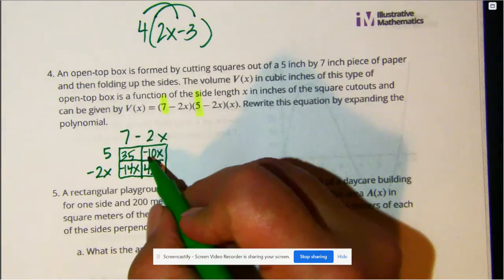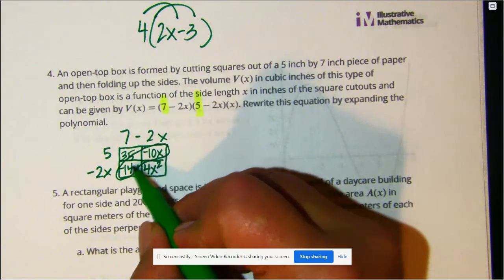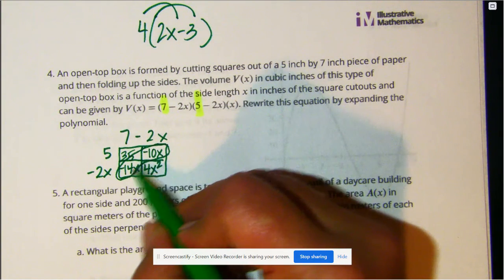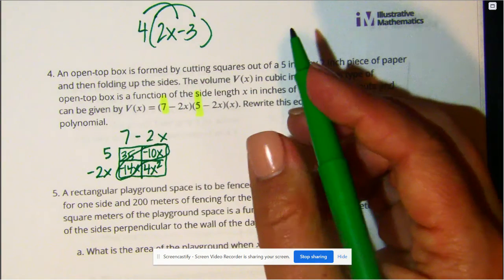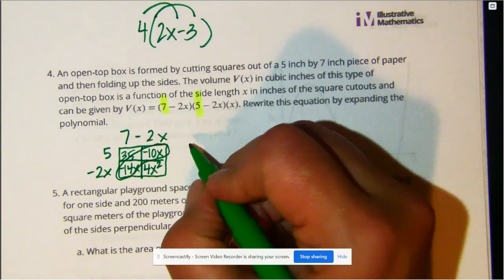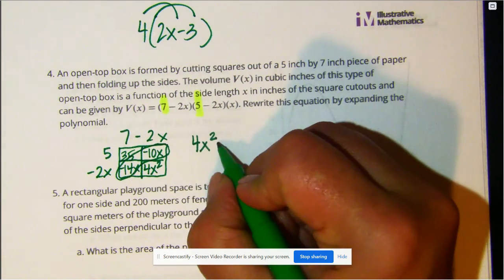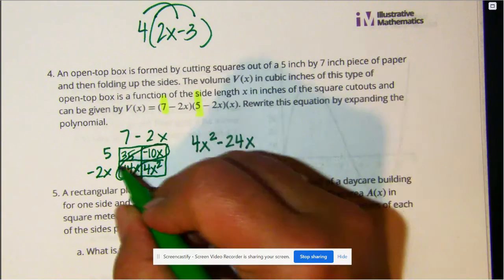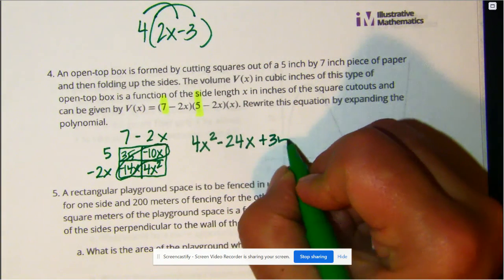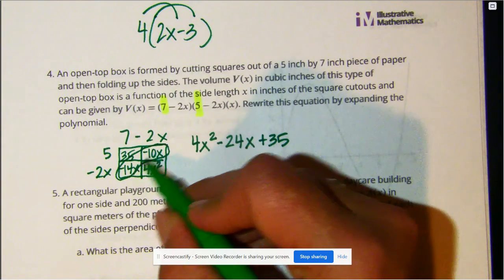All right, now let me clean this up. You see how these 2 on right here, those are both plain x's. I can put those together. And I'm going to start with the highest power right here. You don't have to. 4x squared, if I put those together, I get negative 24x, and then I get plus 35. Remember, you can only add like terms. They have to have the same power.